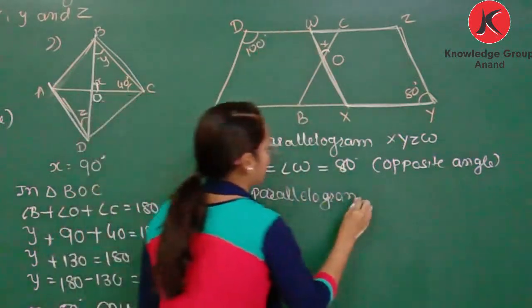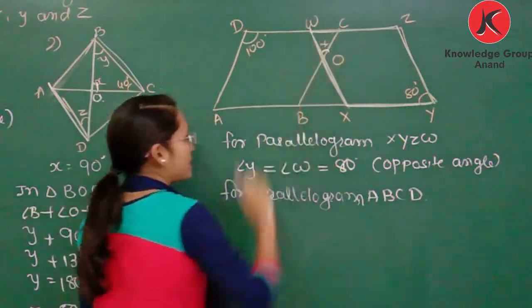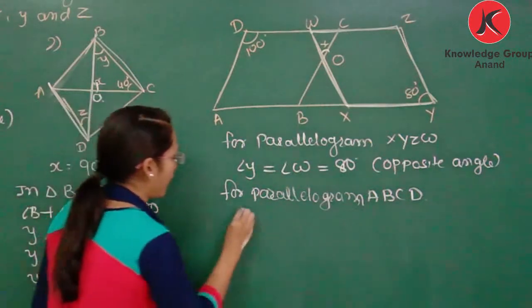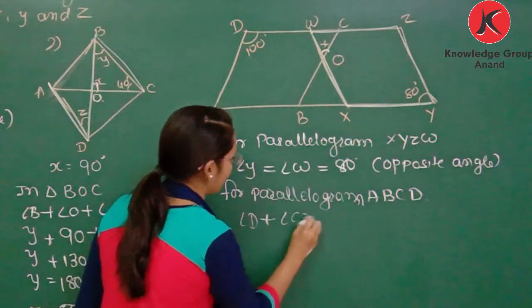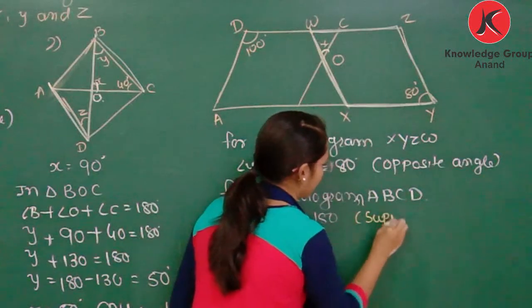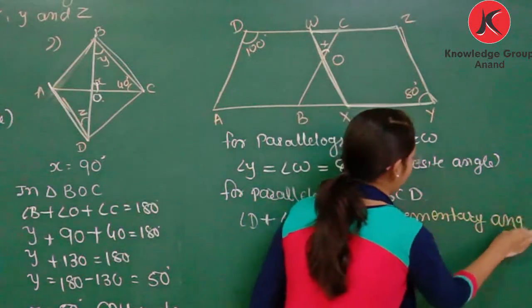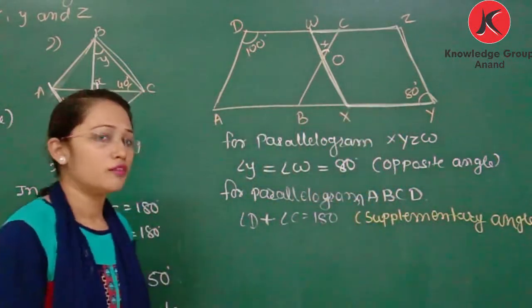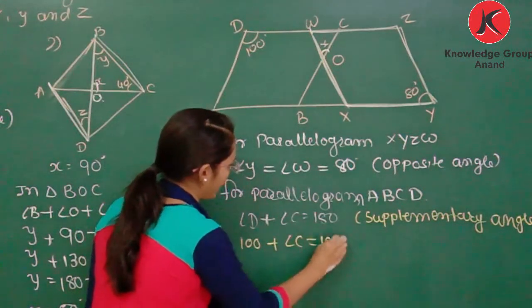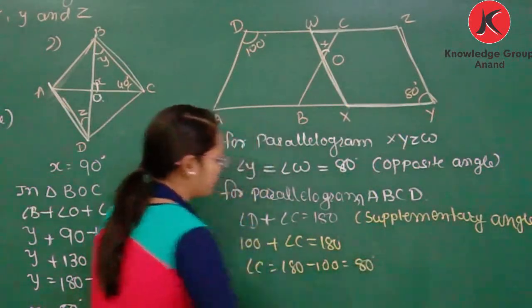Now for parallelogram A, B, C, D, angle D and angle C add up to 180. Why? Because they are supplementary. Angle D plus angle C is equal to 180. Reason: supplementary angles. Supplementary angles means they make 180 degrees. Now angle D is 100. So we can find angle C is equal to 180 minus 100, that is 80.